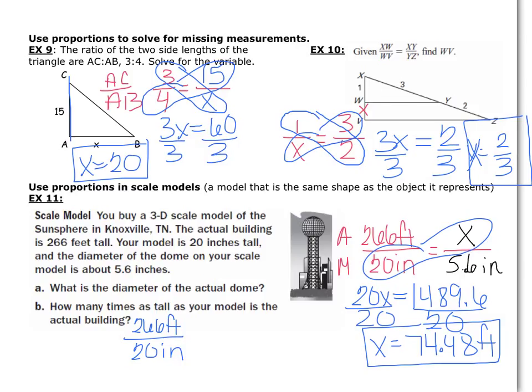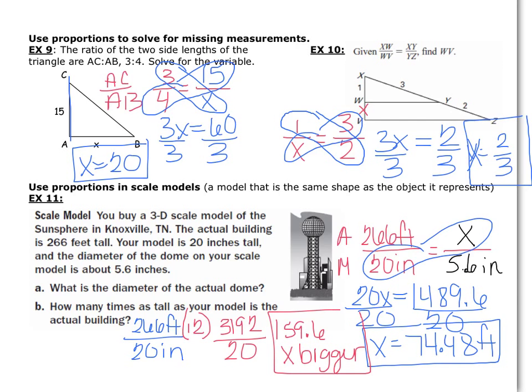We need all of the same units. So I'm going to multiply that by 12 because there's 12 inches in a foot, and I'm going to get 3192 over 20. If you divide 3192 divided by 20, you get 159.6. So that's how many times bigger the actual thing is than the model. So the actual Sun Sphere is about 160 times bigger than the model. Sorry, the actual building than the model.